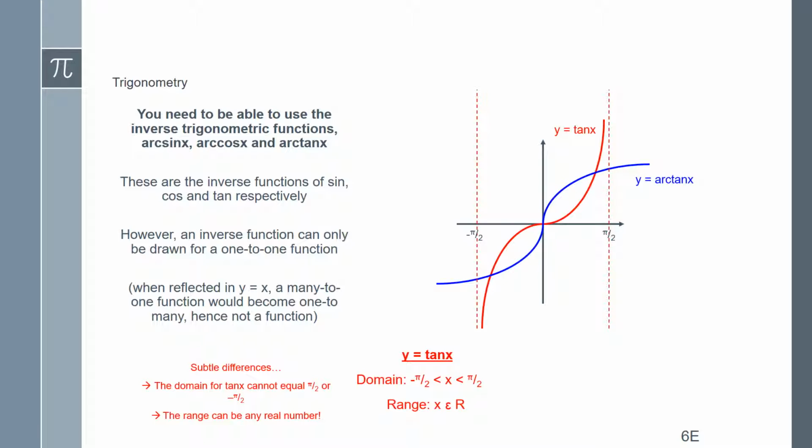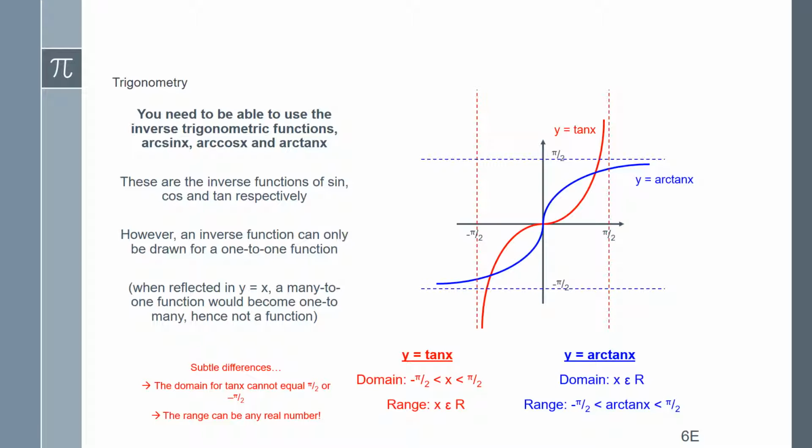When we reflect it, we get that line there, arctan x, and when we swap the domain and the range over, it means that for arctan x, the domain is all of the real numbers, and the range is minus pi over 2 is less than arctan x is less than pi over 2. Again, it has asymptotes. In this case, the asymptotes are y equals pi over 2 and y equals minus pi over 2.